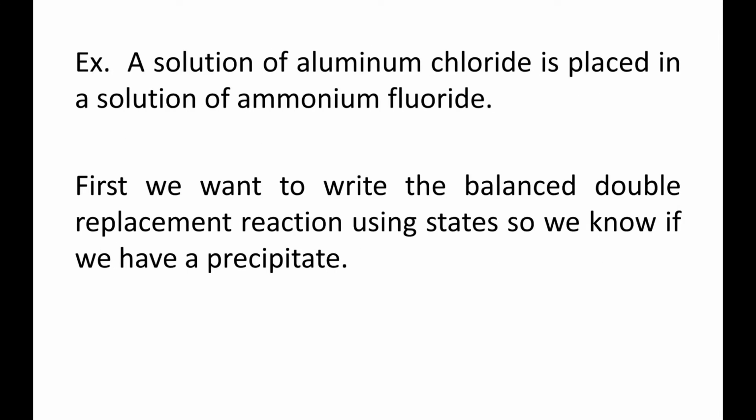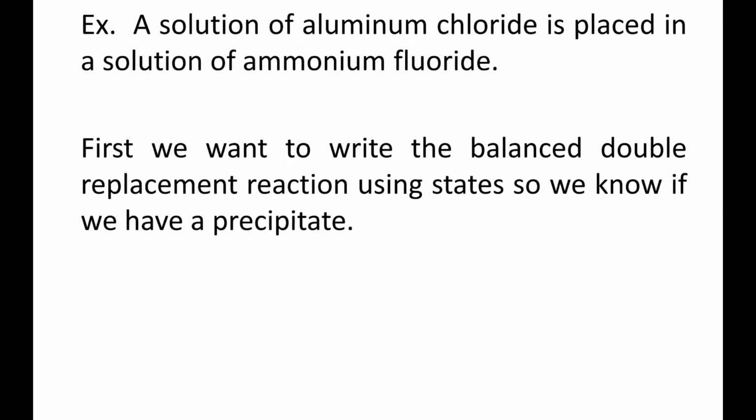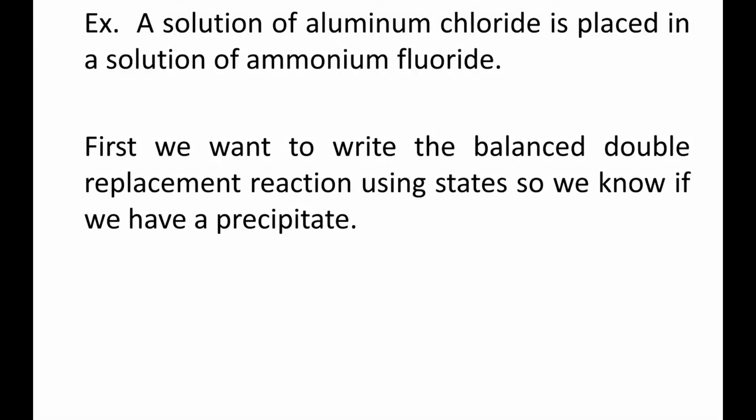Okay, so for example, a solution of aluminum chloride is placed in a solution of ammonium fluoride. First, we have to write the balanced double replacement reaction, because we need to know if the reaction happens. If the two products are both aqueous, that means nothing happened, and we're not going to bother with the ionic equation. But if there's a solid product or a gas product or a liquid product, then we're going to write it out, because then there was actually a reaction, and we can write out what happened. But first I'm going to list the ions.